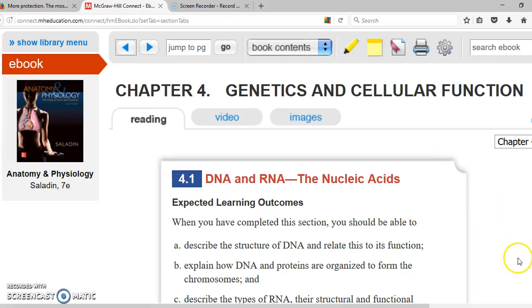Okay, chapter 4 is genetics and cellular function, so let's talk about that. The first thing we need to understand is that everything that we're going to talk about in here is basically related to the nucleus. That is why the main topic in here is the nucleic acids. As you can see here, NA stands for nucleic acid. There are two main types of nucleic acids, RNA and DNA. Where are they located? They are located in the nucleus.